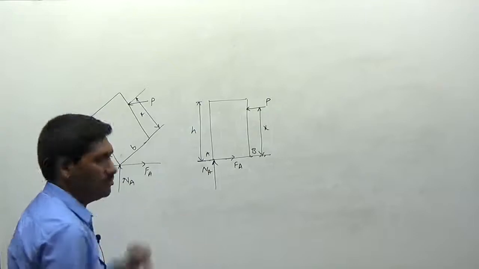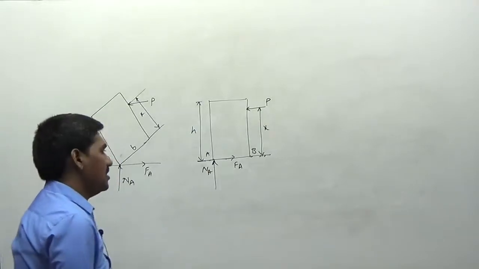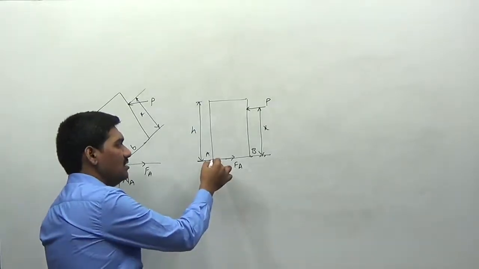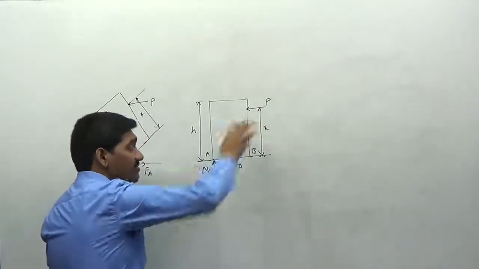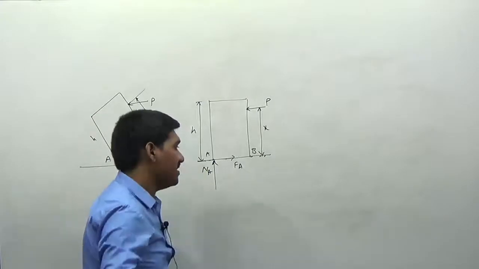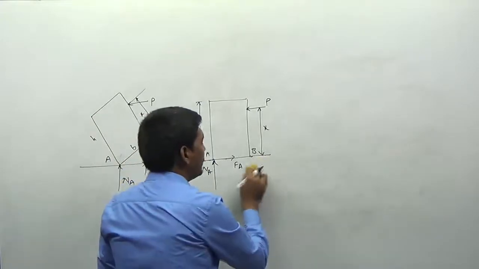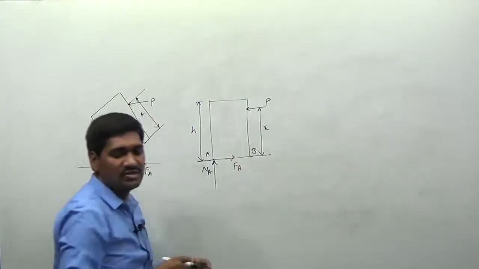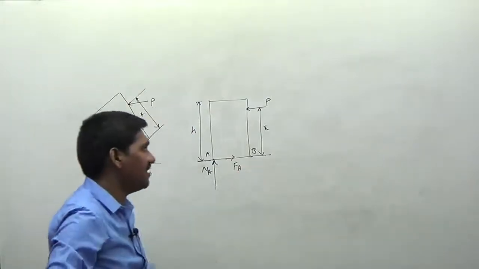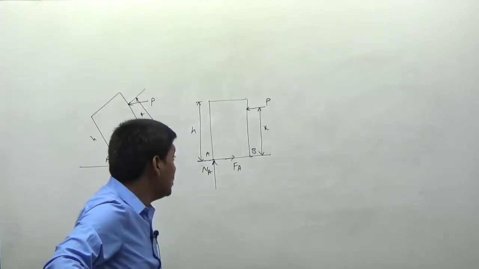NA. Okay, now how can we solve the problem here? If you take the moment center as A, then NA and FA will become 0. Now we have to calculate the value of X here. Since we have to calculate the value of X, definitely we have to consider the equation of moment. Unless you consider the equation of moment, you cannot calculate the value of X here. So let us see the equations here.